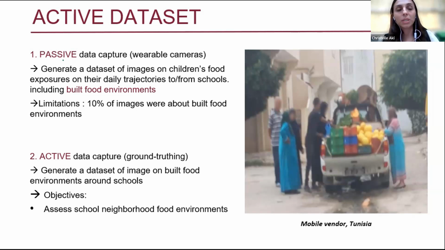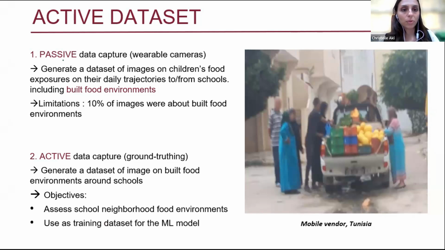Also, we used a second method, which was an active data capture method using ground truthing, which I will be describing in the next slides. This method allowed us to generate a data set of images exclusively on built food environments around schools. So the objective of this component was, of course, to assess the quality of the school neighborhood food environment, but also we used it as a training data set for the machine learning model. If we can move to the next one.